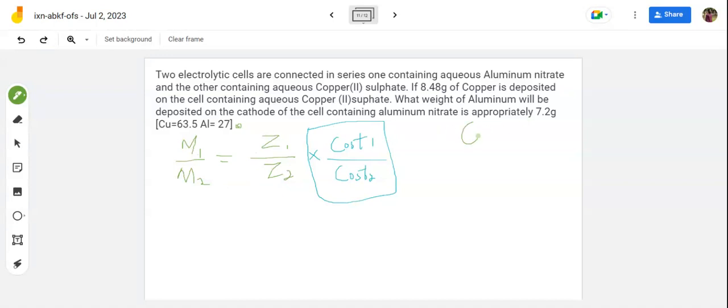So I would say copper should be 1, aluminium should be 2. So they said this is not molar mass, this is mass, like a small letter m. So that's mass. Now it says two electrolytic cells are connected in series. If they are connected in series, what does that mean? They have the same current throughout. If they are connected in parallel, different current but the same voltage. That's the electricity thing. Series means the same current but different voltage. This is series connection.